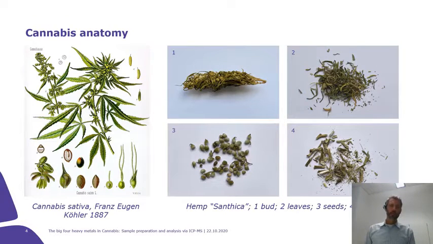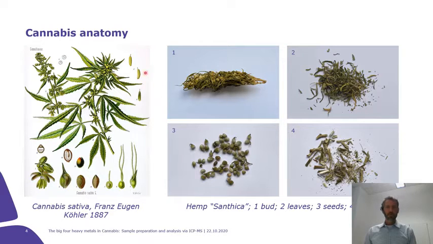Cannabis, we need to talk a little bit about anatomy, and why do I want to talk about this? The reason is quite simple. Cannabis tends to accumulate heavy metals in its plant parts, and the accumulation of heavy metals depends on the plant part, and it differs from heavy metal to heavy metal.